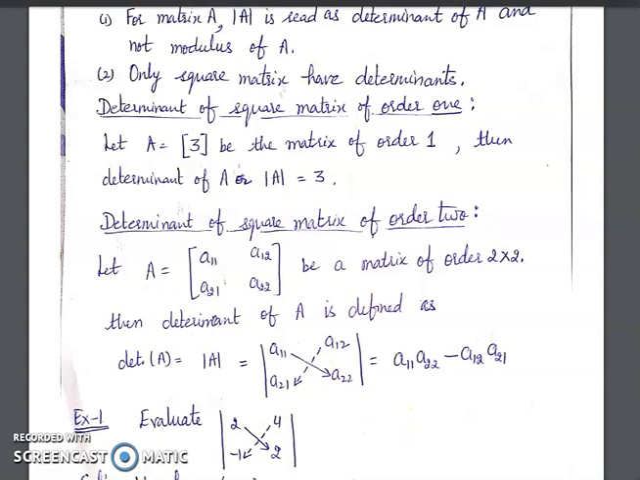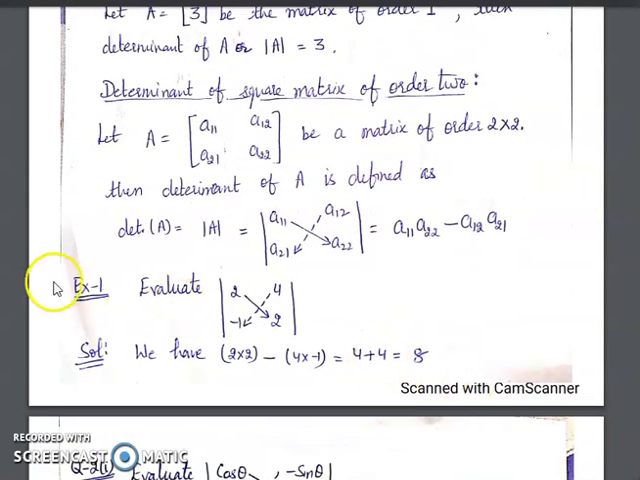For this we will take an example. Example 1: evaluate the determinant with rows 2, 4 and minus 1, 2. Remember, we always multiply in this order: first these two multiplied, minus the product of these two numbers. So 2 into 2 gives us 4, minus 4 into minus 1, which is minus 4, and this minus minus becomes plus 4. So the value of this determinant is 8.